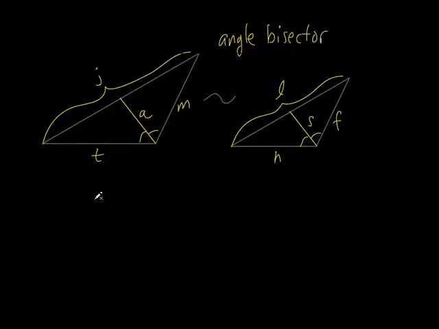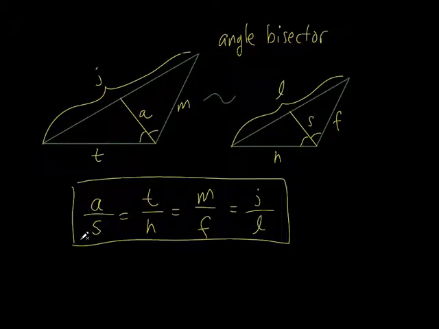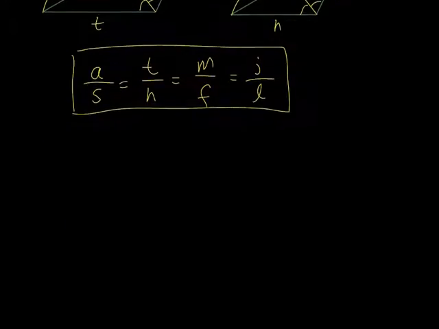So let's compare the angle bisectors to each other. Let's compare A to S. So what do you think that's going to equal then? T to H, right? Then M to F, then J to L. And there it is. Didn't I tell you it's very, very similar? Or close to? Do I use the word similar too much? What we did up there.